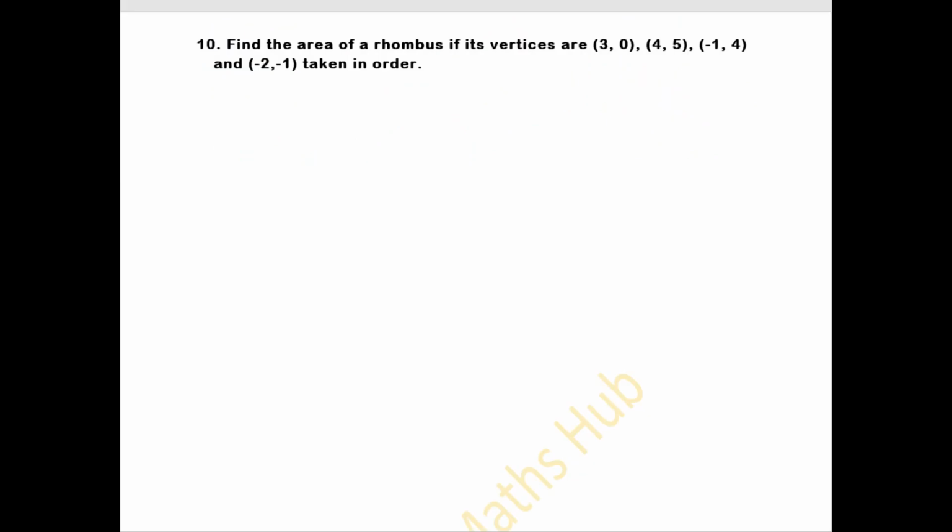Moving to question number 10, we should find the area of rhombus whose vertices are 3 comma 0, 4 comma 5 and minus 1 comma 4 and minus 2 comma minus 1.